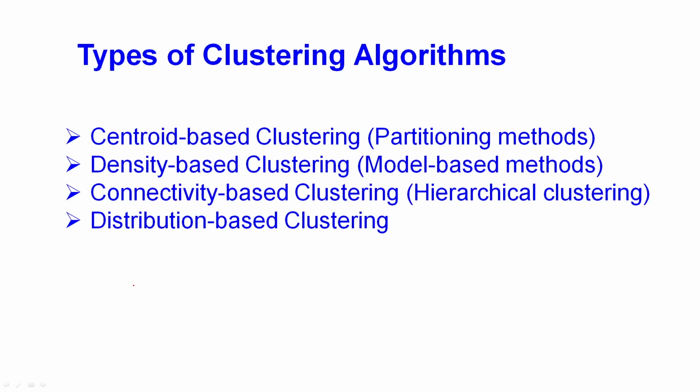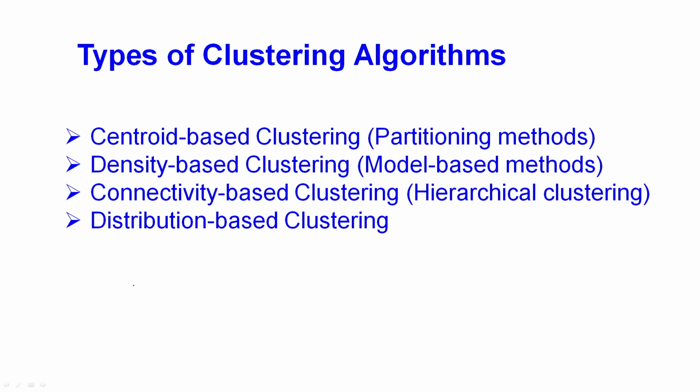First of all, we can talk about 4 different types of clustering algorithms. One is the centroid based clustering algorithm, which is partition based. The second is the density based clustering algorithm, which is called model based methods. Then you can have hierarchical or connectivity based algorithms, and also distribution based clustering, like probability distributions. Let us talk about each of these.